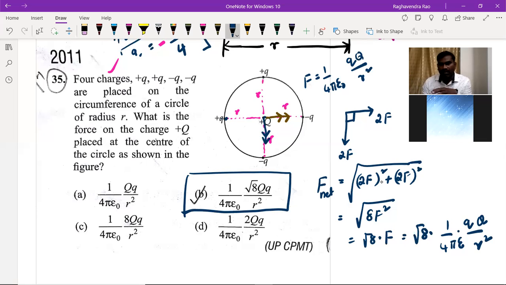Okay, so these are all the model numericals. Simply we are taking that like charges repel, unlike charges attract, and based on the principle of superposition, by using these two things, we are solving all these types of numericals.